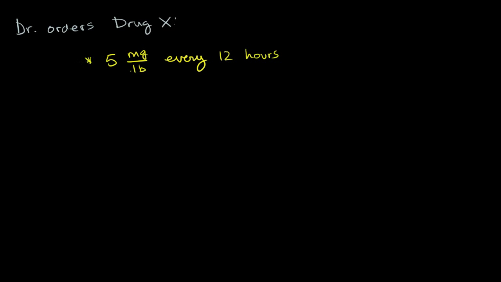The doctor orders drug X, and this is the dosage that the doctor's requesting. They're saying 5 milligrams of our drug per pound of patient weight, every 12 hours. This is what we're supposed to do.